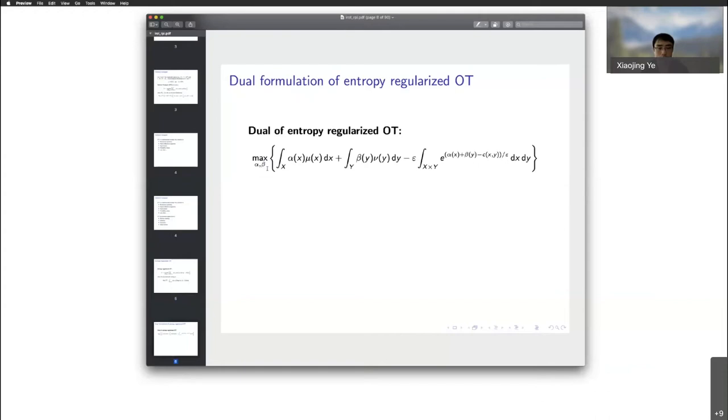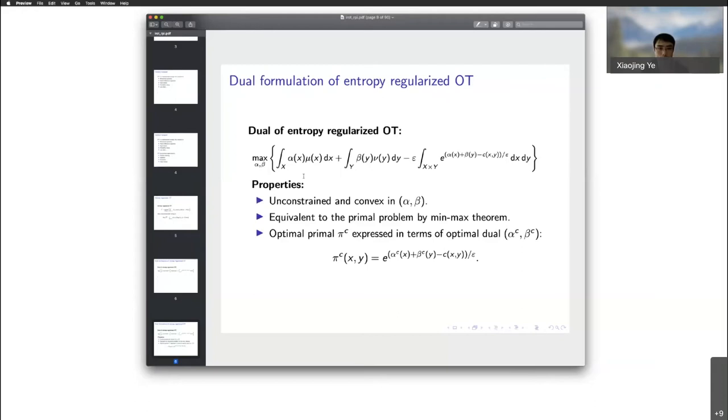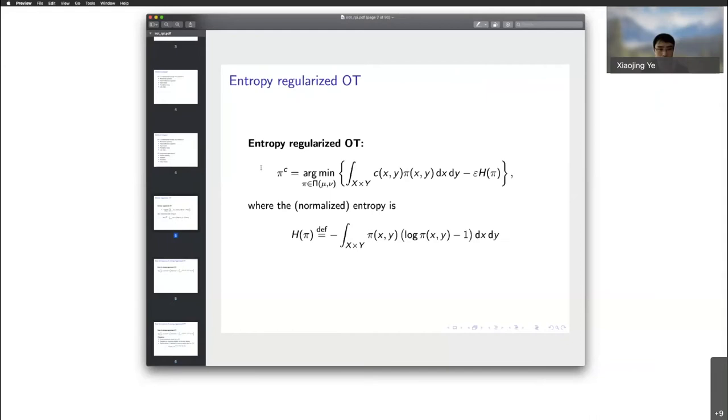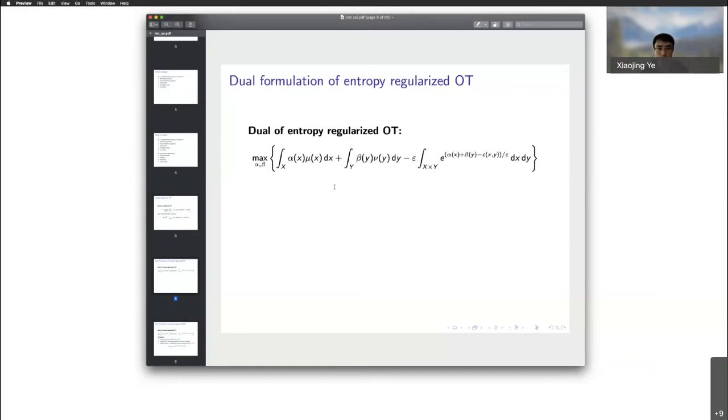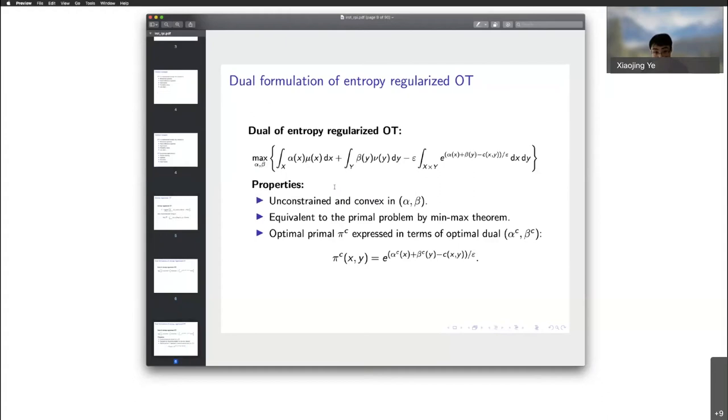Then we can rewrite the primal problem into this dual form, and this is the dual objective function. The problem becomes the maximization with respect to these two multipliers. A very important observation here is that although the original optimal transport problem in the primal form has constraints, the dual problem doesn't have constraints. It's just a purely maximization problem. The reason is that when we take the first order optimality condition and find the maximizer alpha and beta, the constraints for the dual problem are automatically satisfied. So we don't need to worry about the constraints in the dual form when we derive this from the entropy regularized OT. So that's one thing.